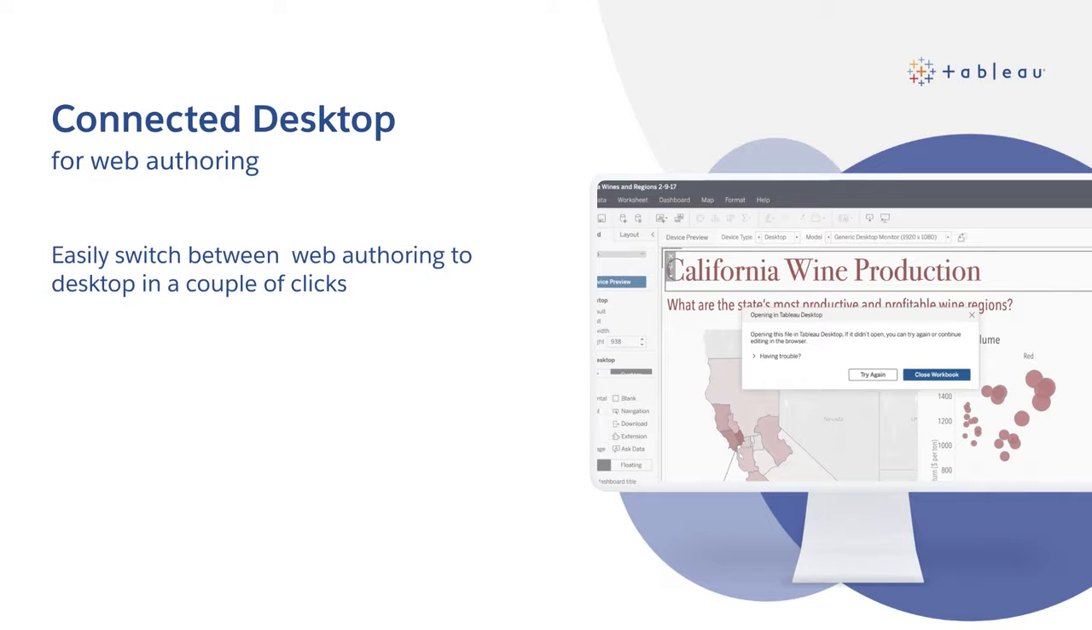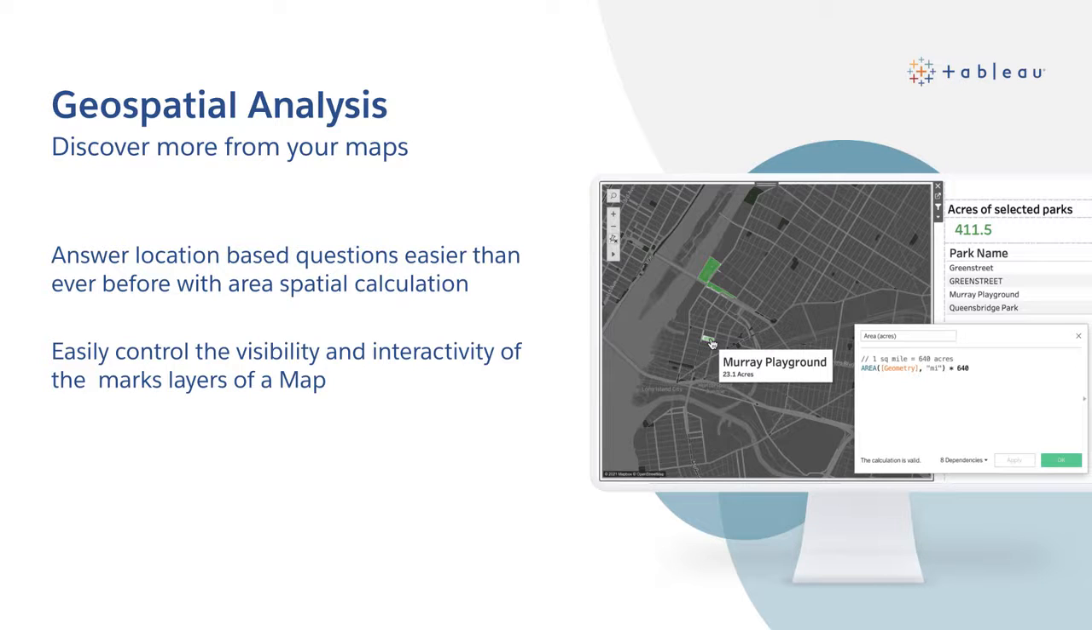New things in our geospatial analysis, we've got an area spatial calculation. You can now measure the square area of your selection on a map in units that you specify. This, combined with the power of spatial joins, makes answering location-based questions easier than ever. For example, you can now easily calculate the total acres of multiple parks you've selected on a map. Or a business could use this to calculate population densities to inform about where to place a store.